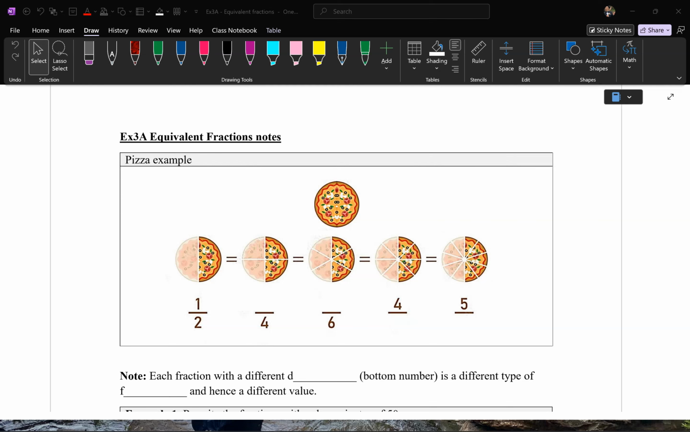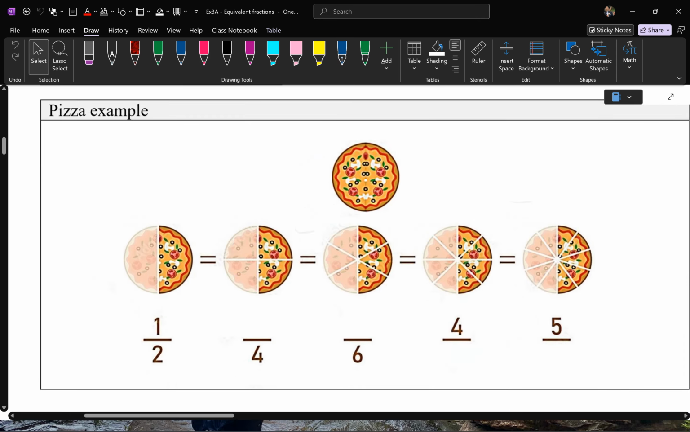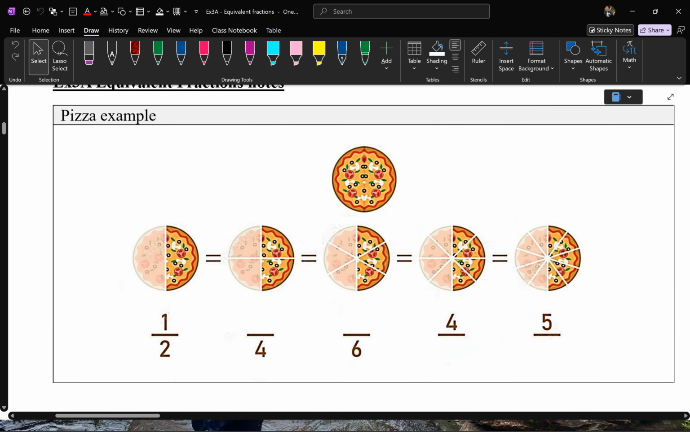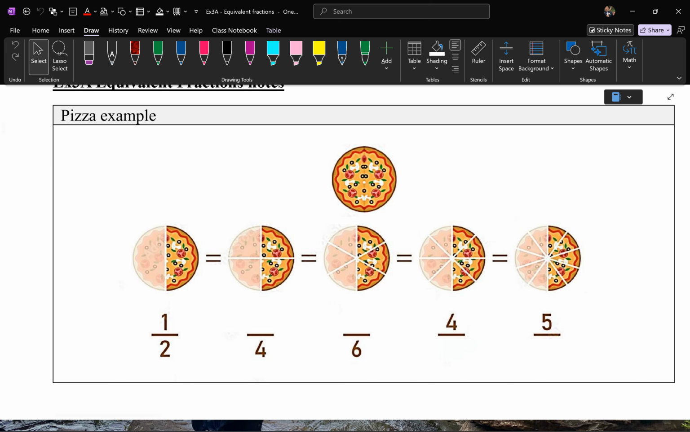Exercise 3A. We are now moving into fractions, which requires your LCMs and HCF. So the better your times tables, the better your fractions will be. I like to start off by getting you to think about a pizza. And that's why there are diagrams for you to understand why the rules of fractions work.